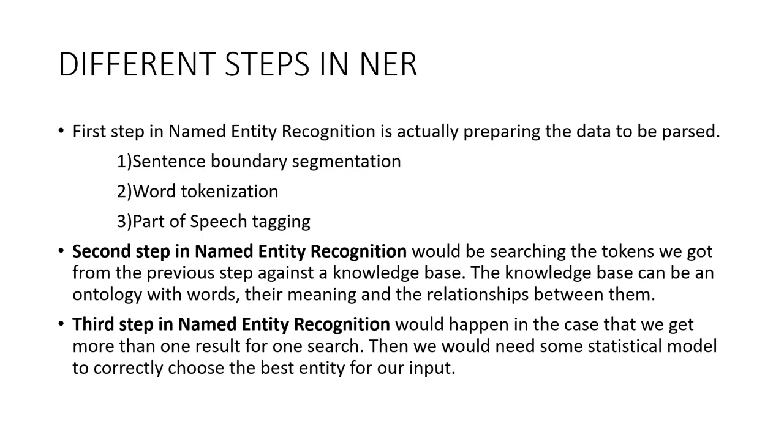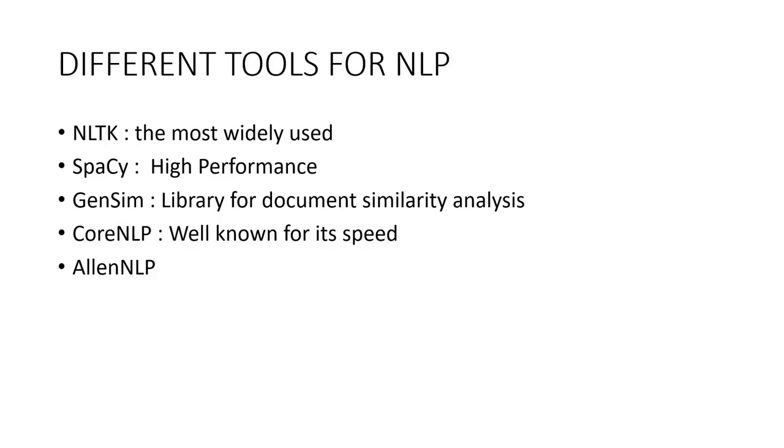The second step in named entity recognition is searching the tokens we got from the previous step against a knowledge base. The knowledge base can be an ontology with words, their meanings, and the relationships between them. The third step happens when we get more than one result for one search. Then we need a statistical model to correctly choose the best entity for our input. These are all the different steps in named entity recognition.